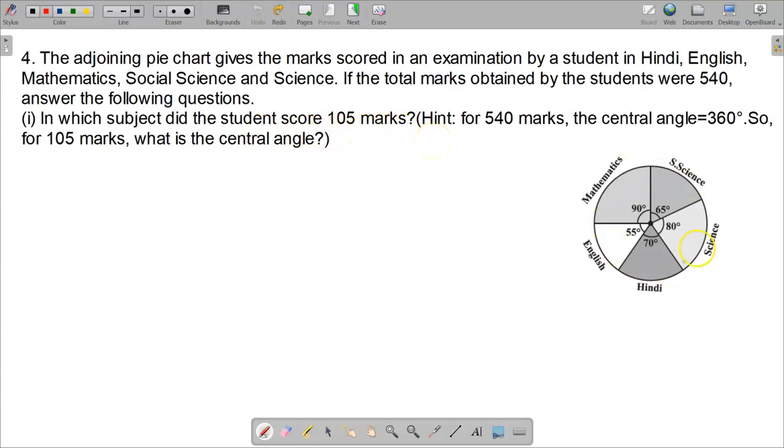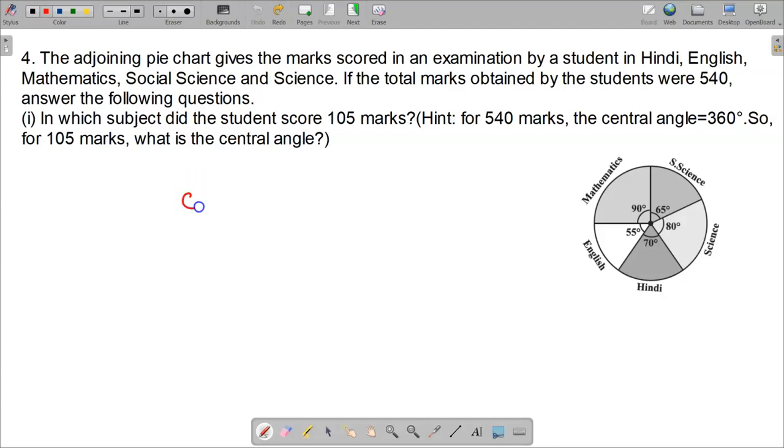They have given in the pie chart only the central angle. They didn't mention the marks. So we need to find out in which subject they have scored 105 marks. The hint is, for 540 marks the central angle equals 360 degrees. So for 105 marks, what is the central angle? With the central angle we can easily find out the student's score.